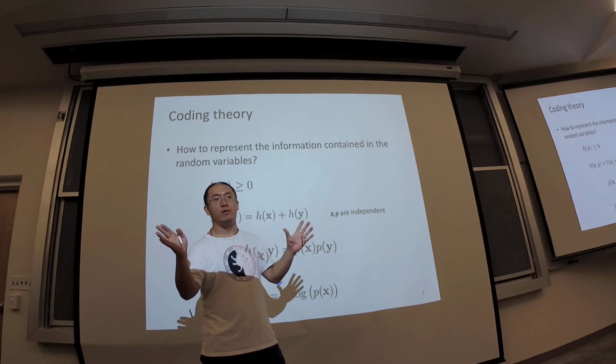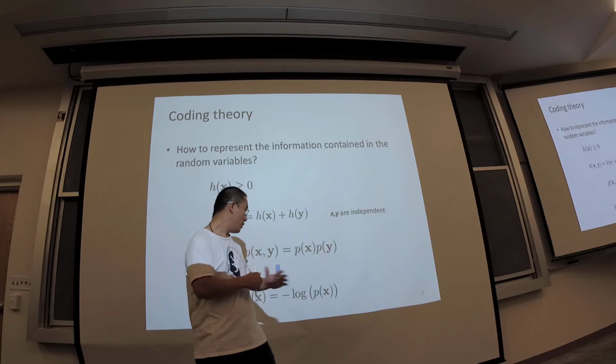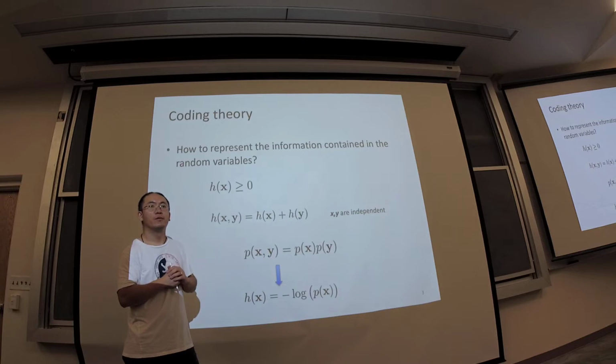So if no teacher, no professor taught you the definition of information, can you come up with a function to give such a measure? It has to satisfy these two properties. One is that it is non-negative. The other is that we should be able to add two independent pieces of information. That's basically an understanding of your information.